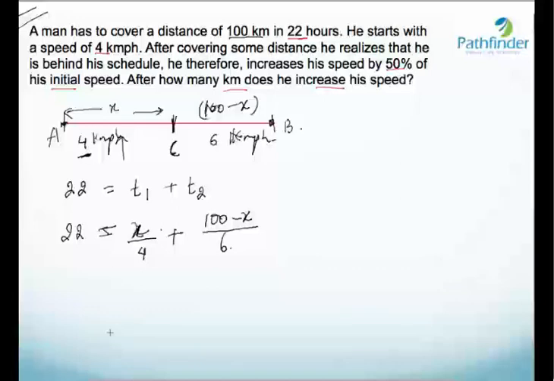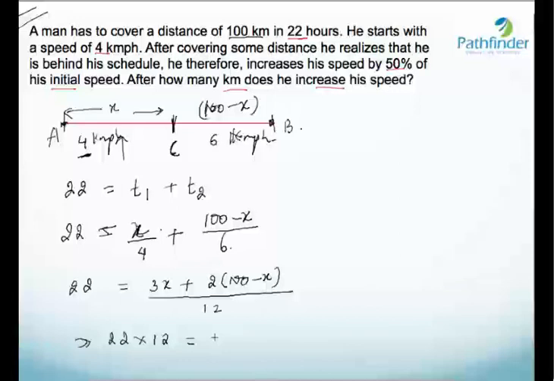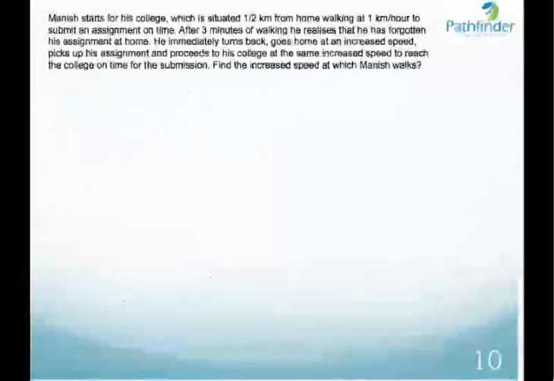And on solving this further, we have 22 is equal to (3x plus 2 into (100 minus x)) divided by 12. On simplifying it further, we have 22 into 12 is equal to x plus 200, or x is equal to 64 kilometers. Let us solve another question based on the same concept.